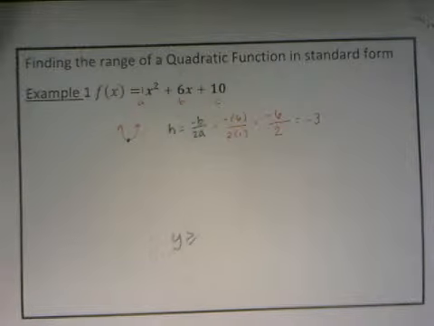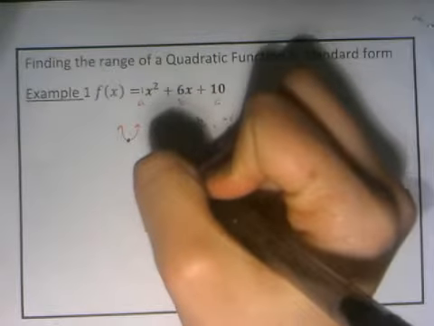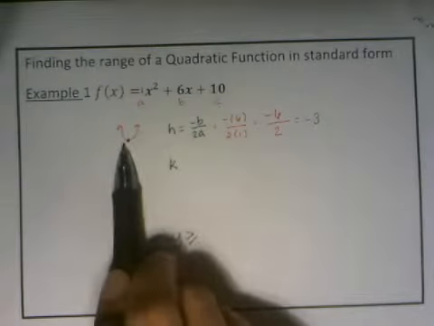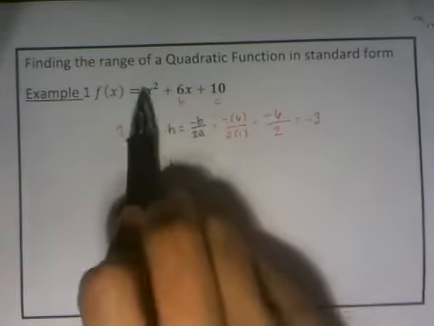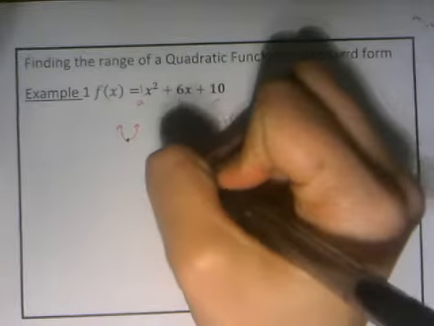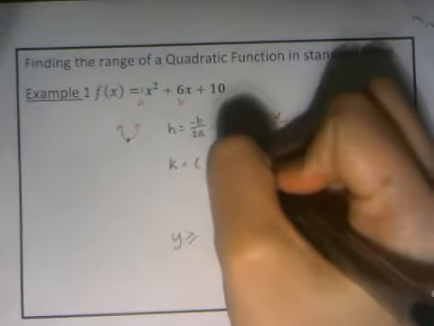Once I have that h value, I can go back to find k, which is the y coordinate of the vertex point. All I need to do is plug this x coordinate back in. It looks like this.